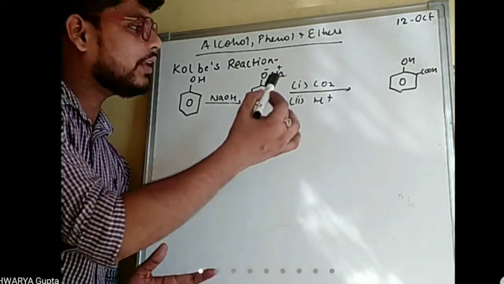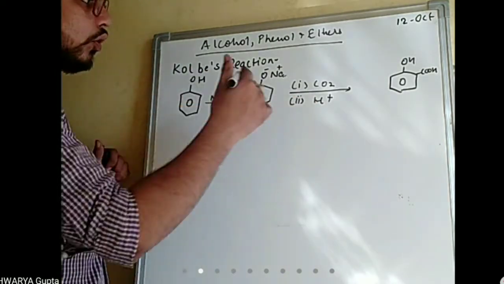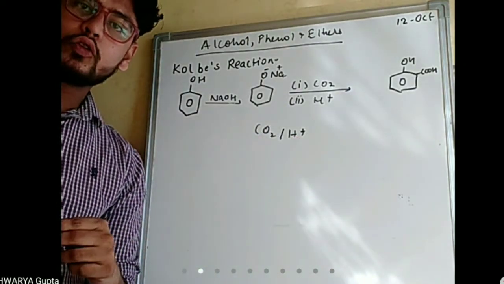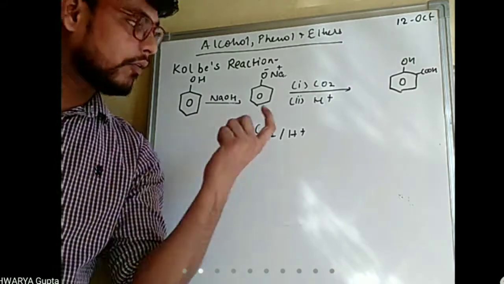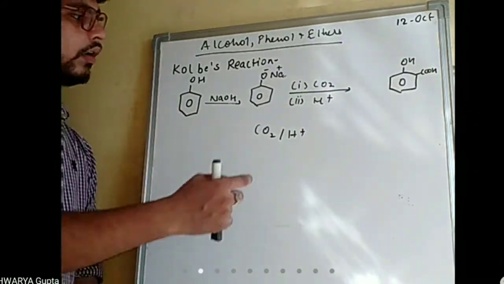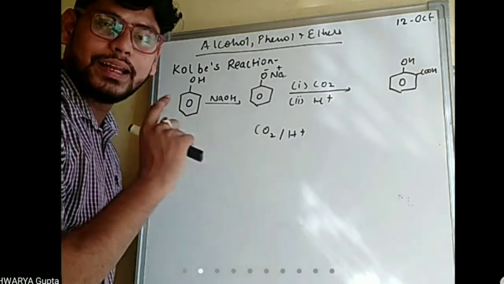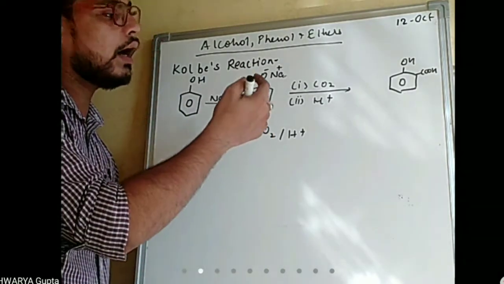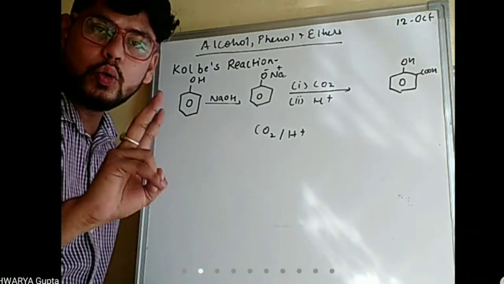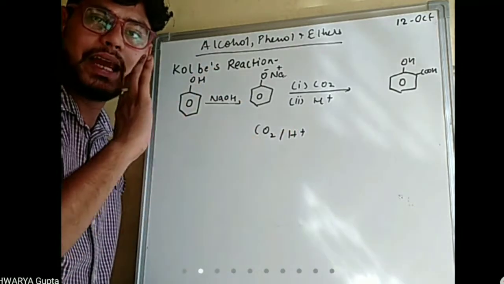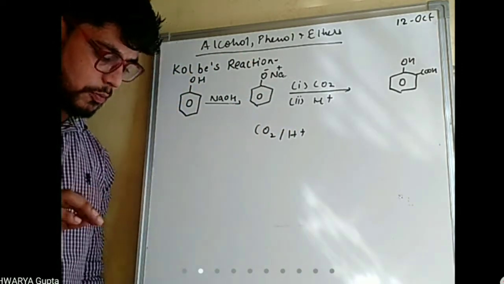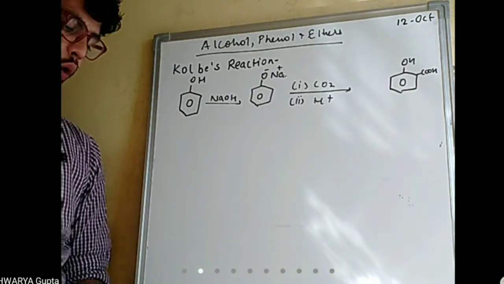And the meaning of this 1 and 2: I could also have written these reagents as CO2 and H plus. So what is the basic difference between writing in the form of 1 and 2 or in the form of this? This means both reagents are used at the same time in the same step. This means there are two steps involved: first the reaction with CO2 is done, then the addition of H plus takes place. This is your Kolbe reaction.